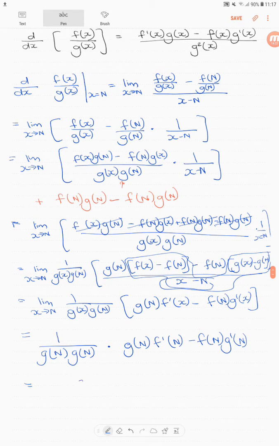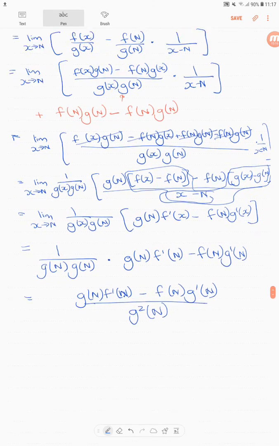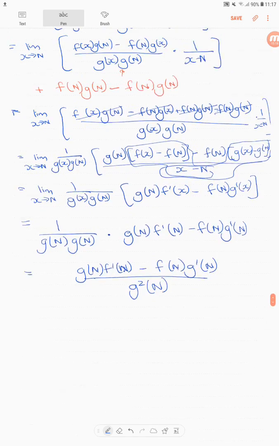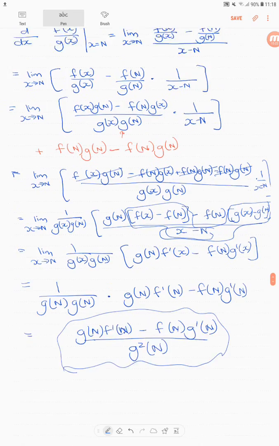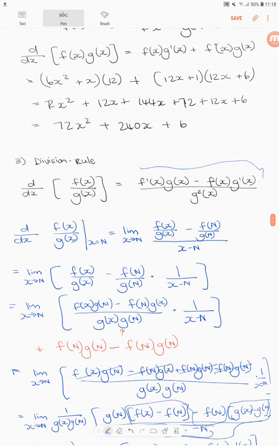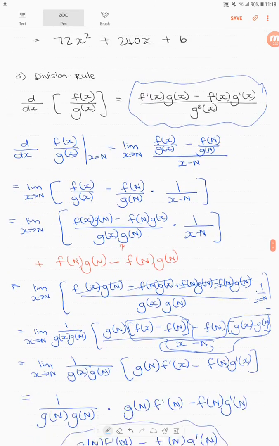That is equal to g n f prime n minus f n g prime n over g n times g n, which is g squared of n. And this equation is the same as this equation.